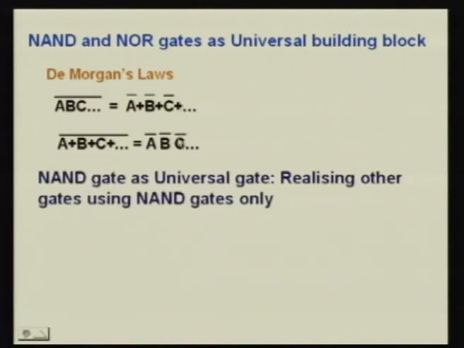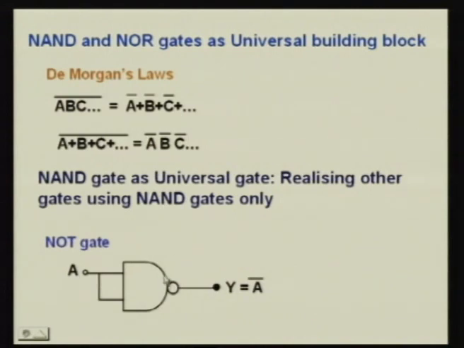So now, keeping these two laws in mind, we will use only NAND gates to realize different other gates. First we will discuss NOT. We will find how we can realize the NOT gate using a NAND gate. It is very simple. A NOT gate has only one input, but a NAND gate has at least two inputs. So if we take a NAND gate and apply A on both inputs, the output will be equal to A bar. This is the symbol for the NAND gate. The NAND gate will work as an inverter, or a NOT gate.